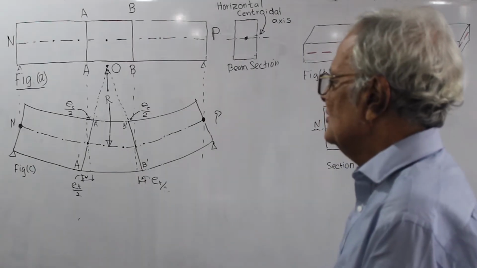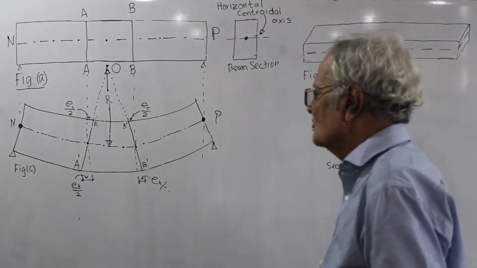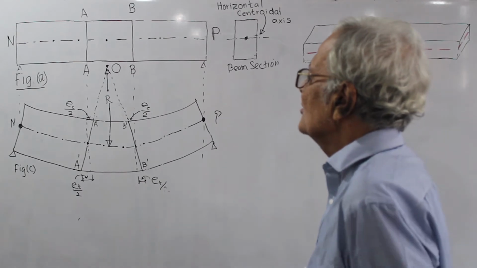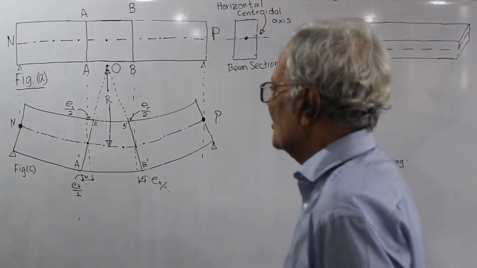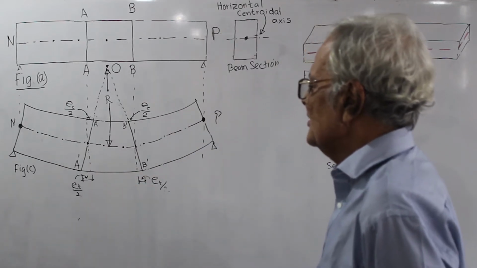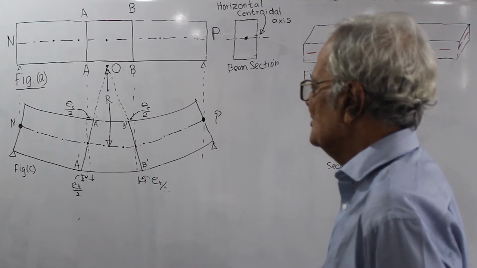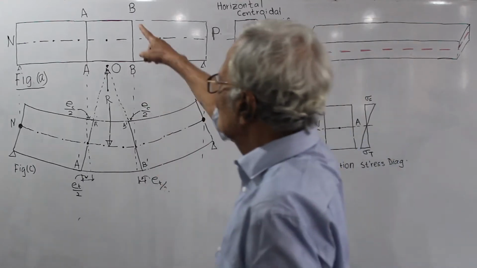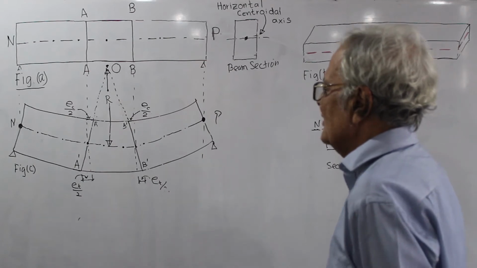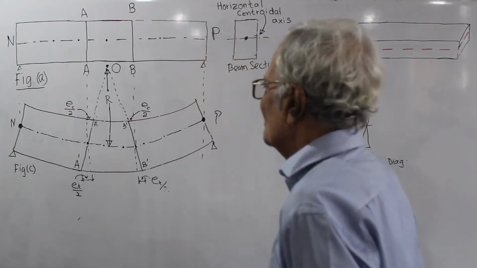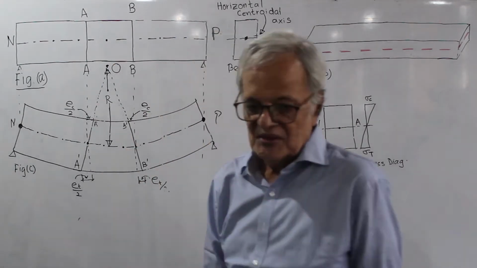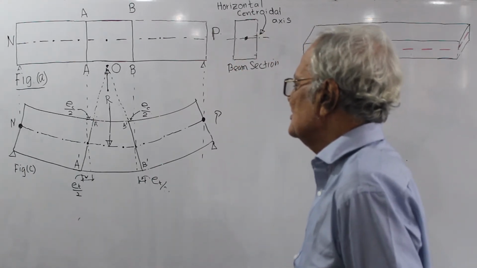When the beam is loaded, it will bend as shown in figure C. The vertical sections AA and BB will rotate about the neutral plane, giving the new positions A'A' and B'B'. At the top, AB has become shorter by a length equal to EC. Therefore, the strain in AB equals EC over AB, which is equal to epsilon C.